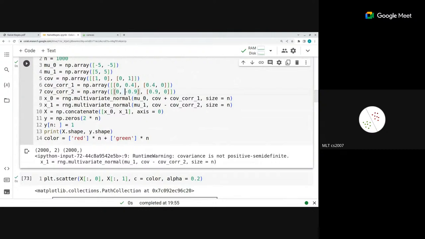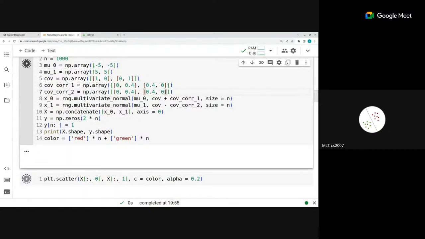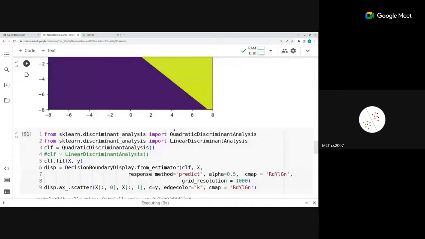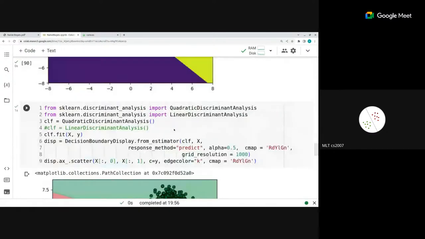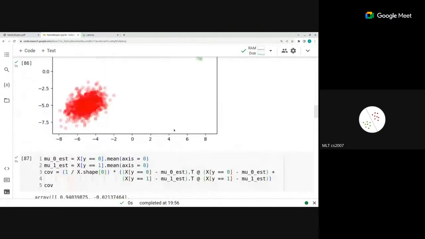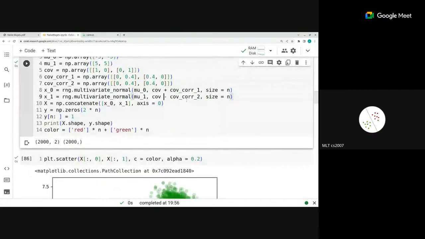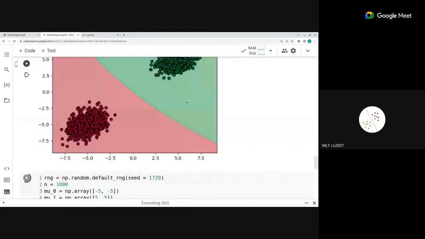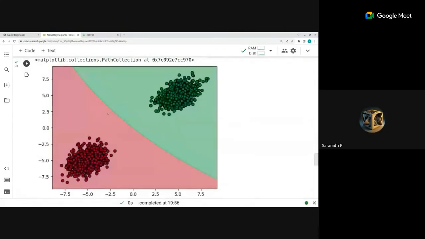So if you make them identical, so if you make them both have the same covariance matrix, and you run this thing called QDA, you have to end up with the same linear boundary. If you run it with the same covariance matrix, it's almost nearly the same.